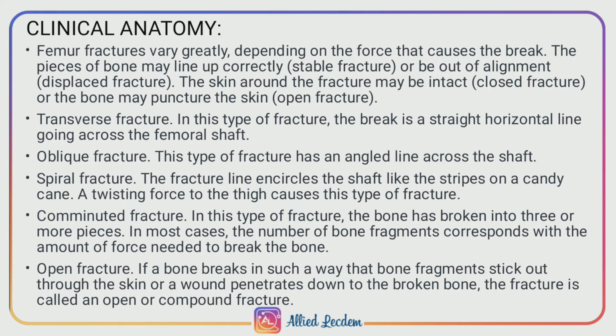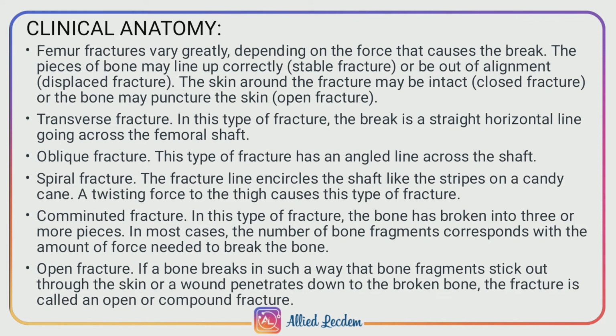So, next is the clinical anatomy. What are the conditions related to the femur bone? The first and foremost important are the fractures, which depend on the force that causes the break. The piece of bone may lie correctly or be out of alignment, that is stable or displaced fracture. The skin around the fracture may be intact. So, based on this, fractures are classified into closed or open fracture. That is, when the bone punctures and pulls out of the skin, it is termed an open fracture. This femur fracture is again subdivided into transverse, oblique, spiral, comminuted, and open fracture.